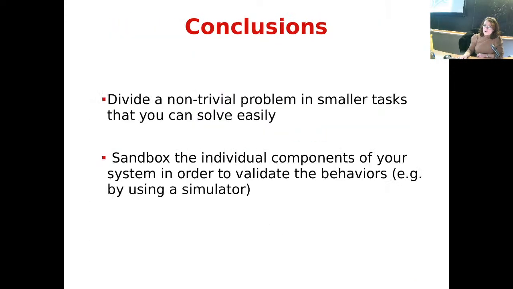Okay. So, in conclusion, and then as the last thing, I will show you the complete test running. Remember to apply a divide and conquer approach to your implementations. So divide the problem in smaller tasks that you can solve easily and that you can test and validate. In this case, we had 3 steps: the camera model, the data association, and finally least squares.